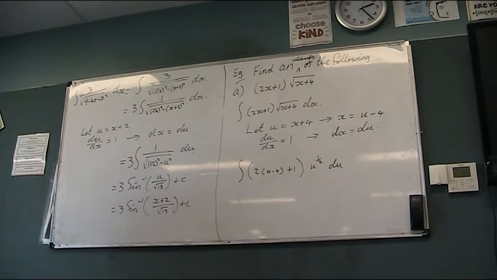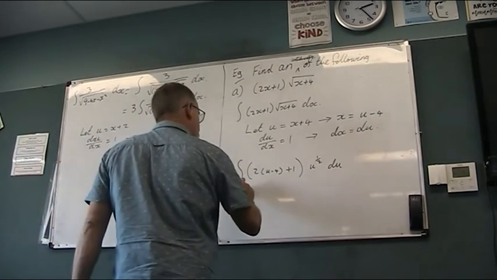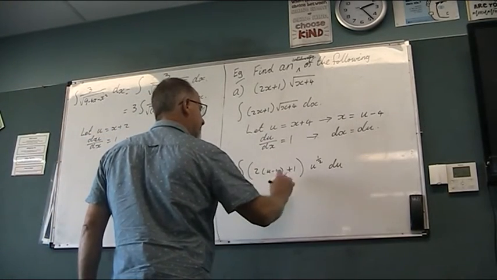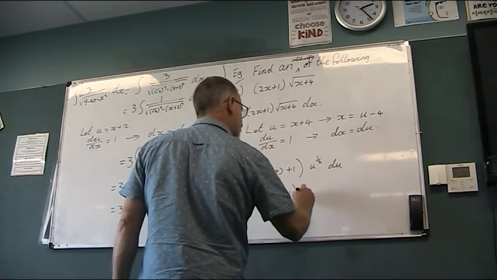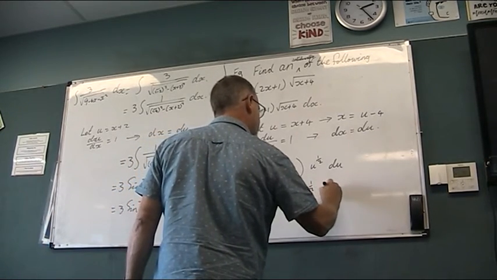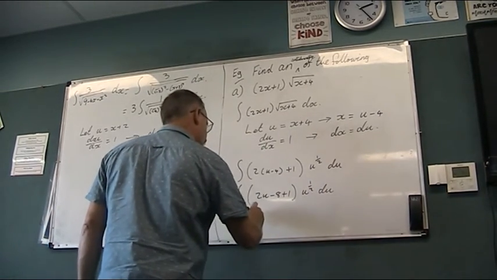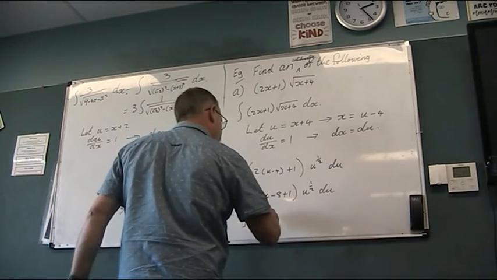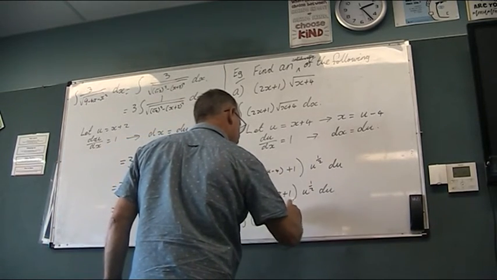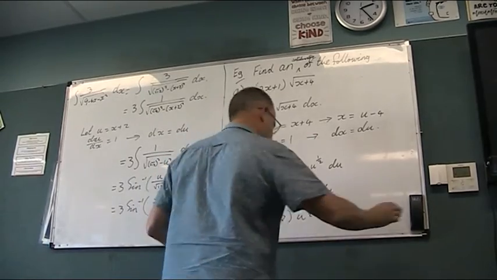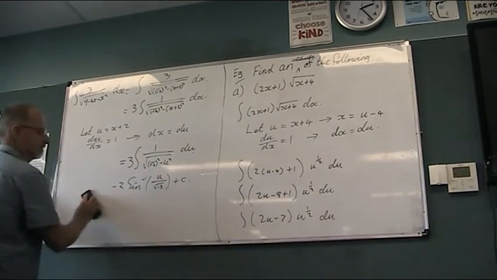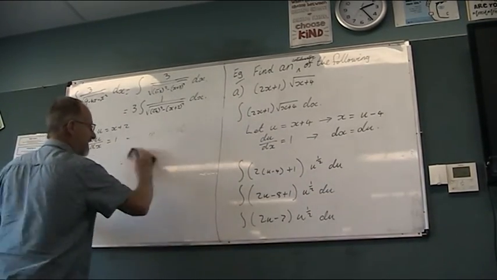We all right with that? Yes, so far? Good? Alright, let's expand this stuff here. So we've got 2u minus 8 plus 1, u to the half du. 2u minus 7 times u to the half du. Expand that bracket out.